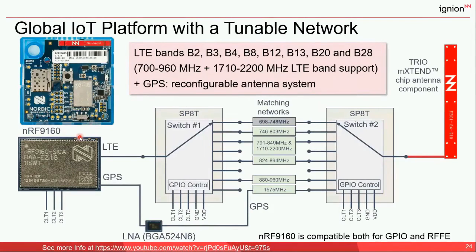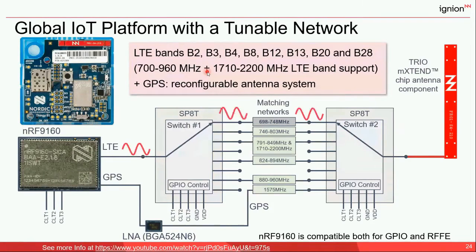And for some particular situations where the ground plane is very small, yet you need to provide operation at several bands, which is the case, by the way, of Thingy 91. It's only 50 by 50, and we need to provide operation from 700, 960 to 1710, 2200 plus GPS. We end up with a solution that, since a passive matching network was not enough to provide enough performance, we decided to split the problem into small matching networks.